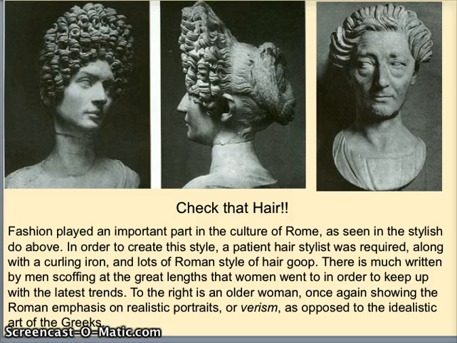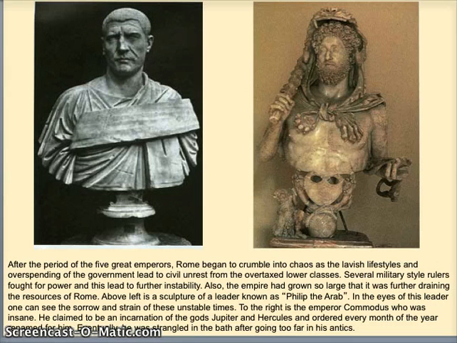This was during the Flavian period. Now, in order to create this style, you had to have a hairstylist that had good shoes, I suppose, and was able to stand for a long time, and a curling iron. You had to have a lot of Roman-style hair goop, and there's much written by men making fun of the great lengths that women went to in order to keep up with the latest trends in Rome. To the right is an older woman, and again we can see the realism in the portraits created by the Roman artist, as opposed to the idealism of the Greeks.